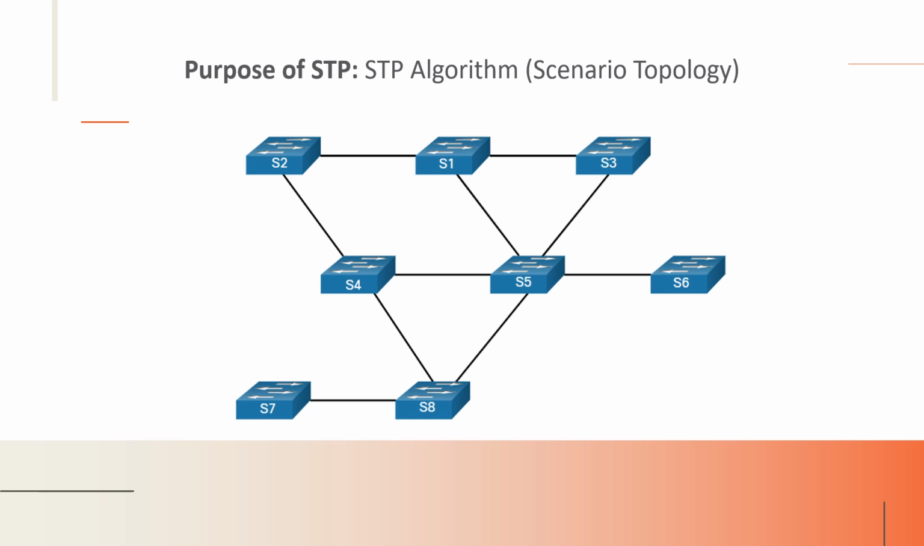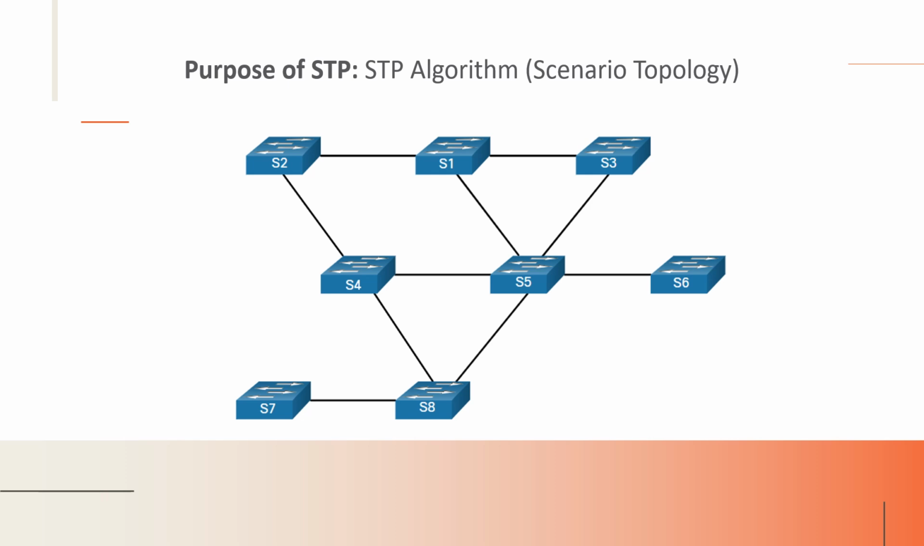And this is a spanning tree algorithm example topology, which uses an Ethernet LAN with redundant connections between multiple switches. And as you can see, there are around 8 switches connected together.